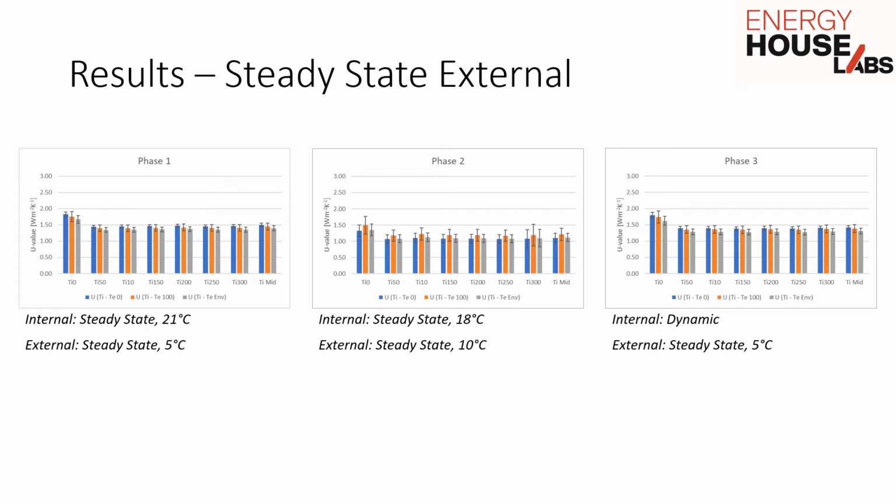Along the x-axis, we begin with the U value calculated using the internal surface temperature, and then increases at 50mm increments from the wall surface to 300mm. The final point is the U value calculated using the air temperature at the centre of the room. At each point, the different colours represent which external temperature was used, with blue using the external surface, orange using the thermocouple 100mm from the wall, and the grey using the digital temperature sensor within the chamber.